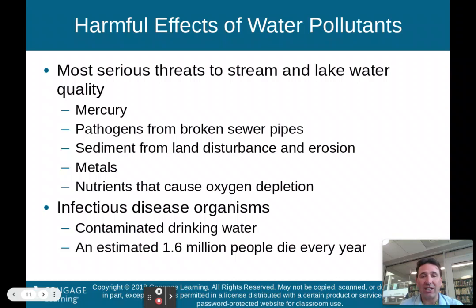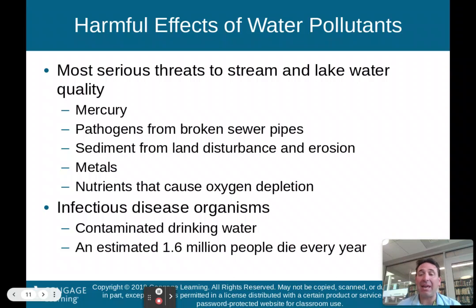Infectious disease organisms can then occur in contaminated drinking water, and an estimated 1.6 million people every year die from these infectious disease organisms in contaminated drinking water. Now, again, here in the United States, especially here in Ardsley, we don't really think about not having clean water, right? We turn on our faucet anywhere we go, and clean water comes out.